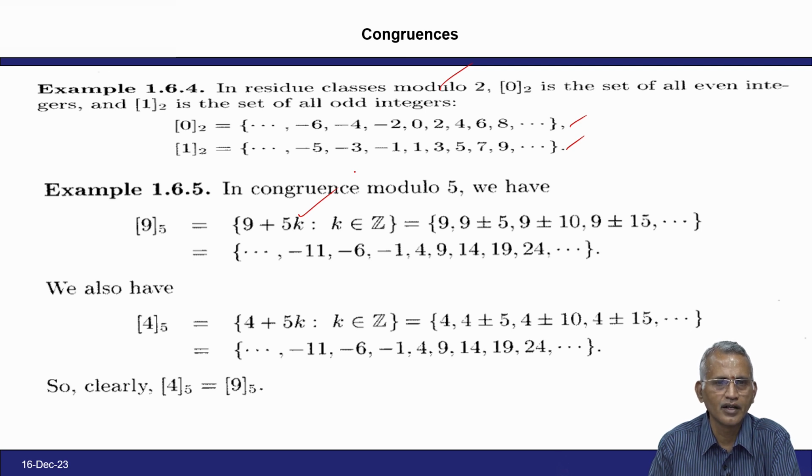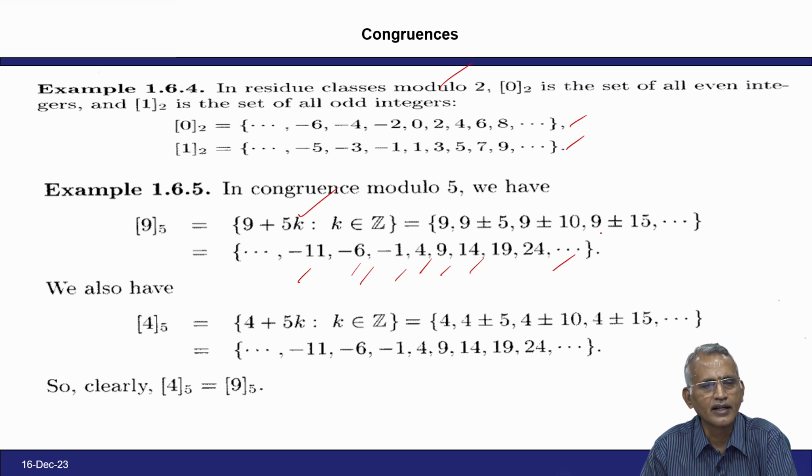9 plus 5 is 14, 14 under modulo 5 is 4, 9 minus 5 is 4, 4 divided by 5 gives remainder 4. So this way we can express 4 as identically equal to 9 modulo 5. Therefore, this can be expressed in terms of 9 plus 5k, where k is in Z. Similarly, we can express the values of this one as minus 1, 4, minus 6, 9, 14 and so on, like that. So this way we can write the corresponding set values of the congruence class of 9 under modulo 5.